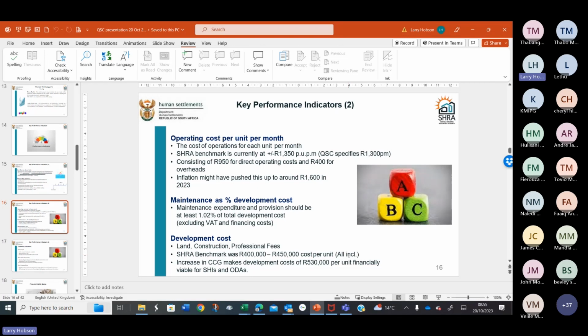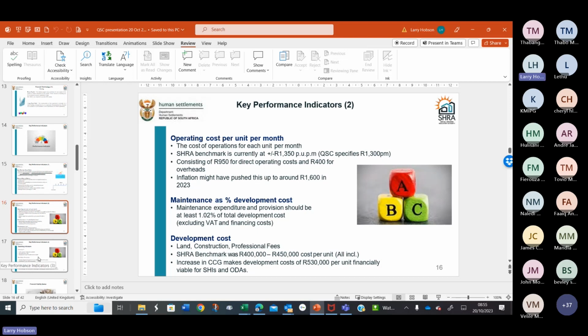makes development costs of up to 530,000 per unit financially viable, which roughly translates to your subsidy of 426,000 plus roughly 100,000 loan. So if you bear that in mind, that you don't want your development costs to exceed 530,000 per unit, then you'll be okay. But you're going to end up in financial distress if you're spending 700,000 per unit, because then you're going to have to go and borrow well more than the 100,000 you can sustain out of a normal social housing project.